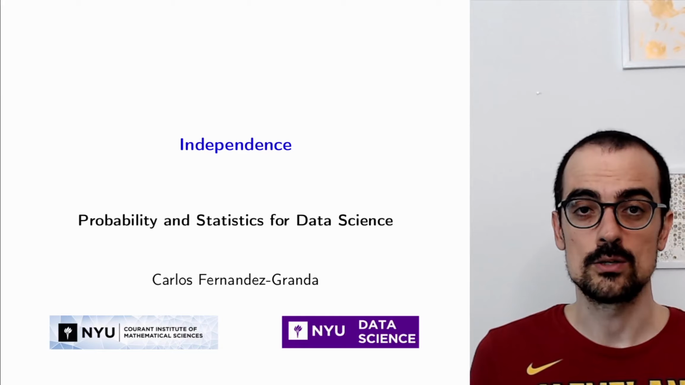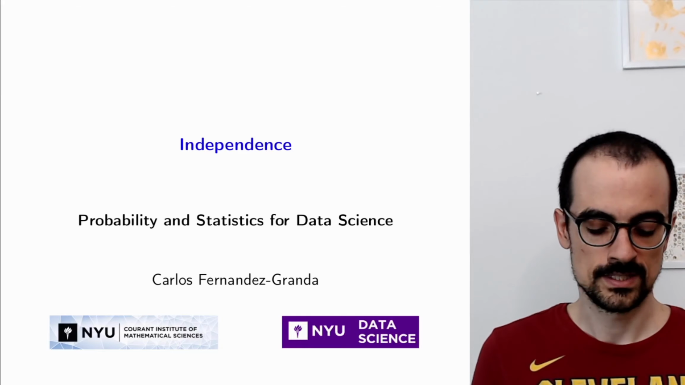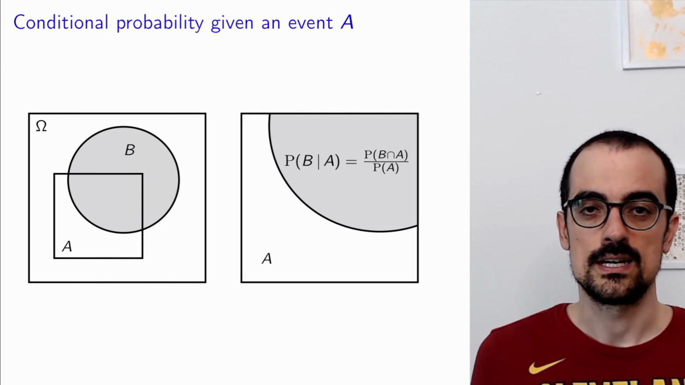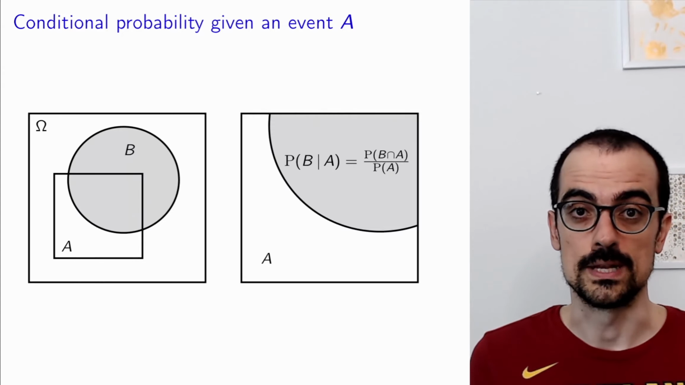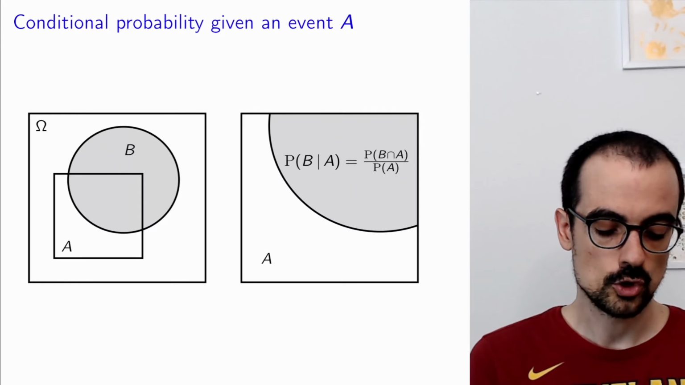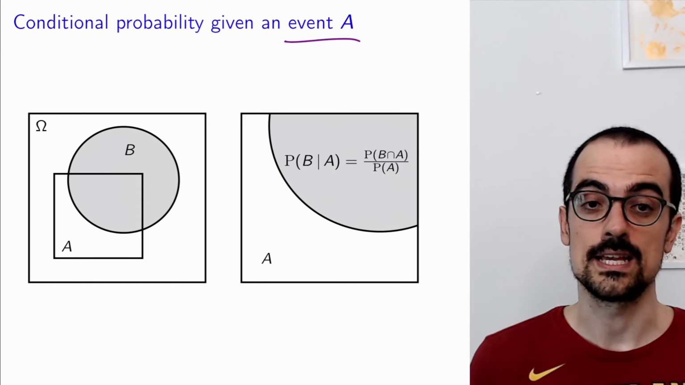Today we're going to talk about independence between events. In order to define independence, we have to remember the definition of conditional probabilities. So imagine that we have a certain probability space and we want to condition on a certain event A.